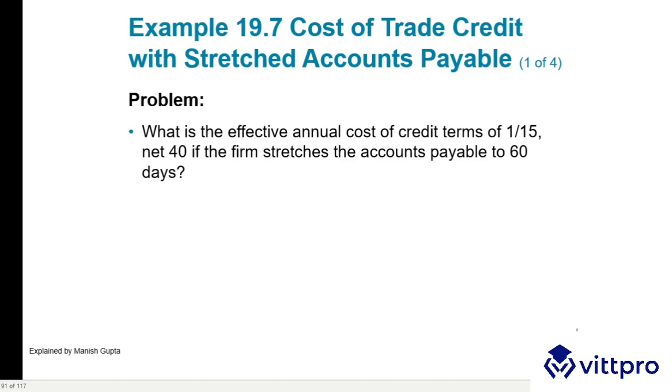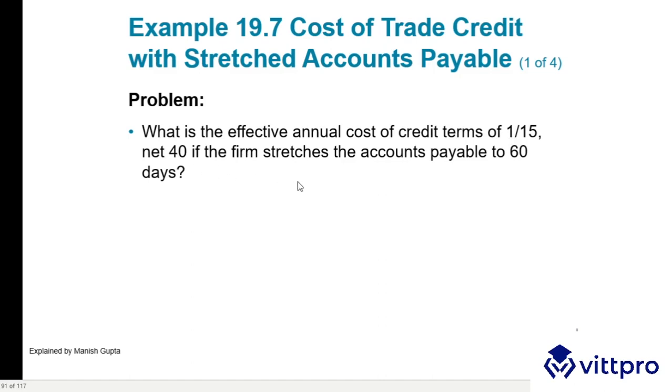So we can always check what is our equivalent annualized rate, equivalent EAR, and then compare that with our own cost of financing, whether we are saving money or we are not saving money, right? In this example, what's the effective annual rate for the credit term that we have already discussed how we calculate? If you pay within 15 days, you get 1% discount, but otherwise you have to pay within 40 days.